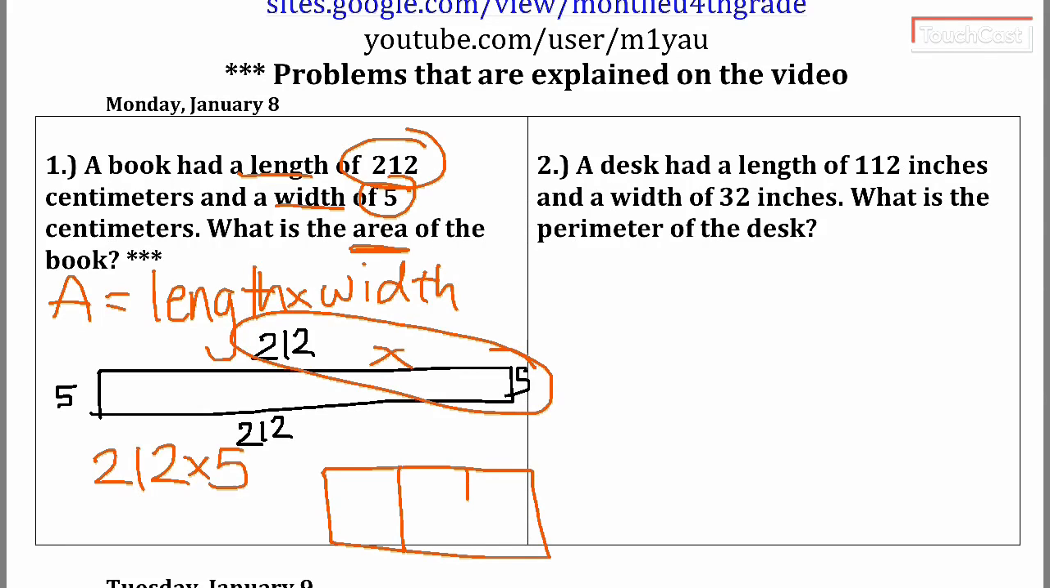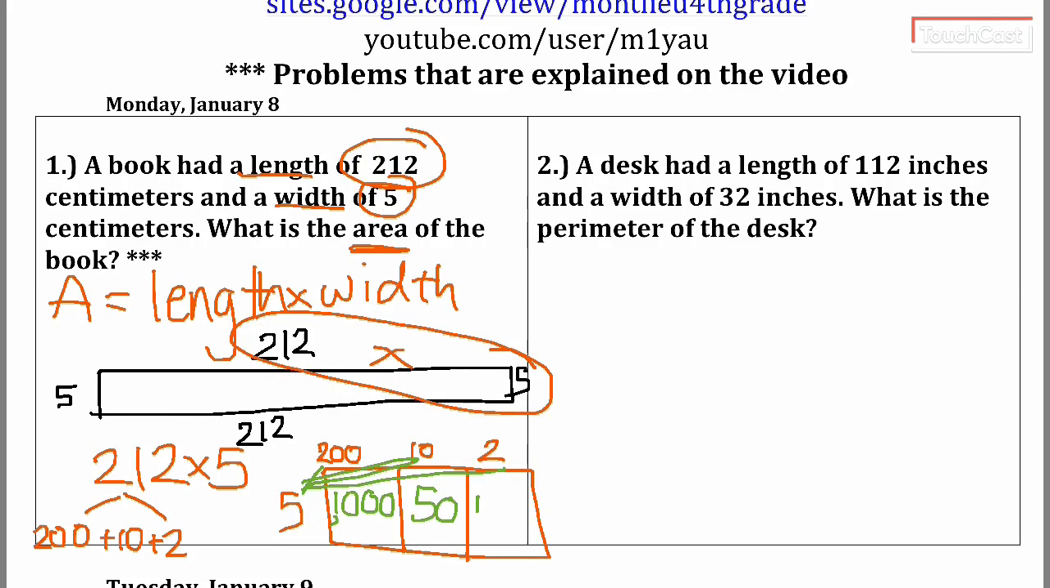I am going to decompose 212 into hundreds, tens, and ones. You can decompose that into 200 plus 10 plus 2, times 5. First up, we have 5 times 200. 5 times 2 is 10. Adding 2 zeros would make this 1,000. Next, we have 5 times 10, which is 10, 20, 30, 40, 50. It's just 50. And 5 times 2 over here is 10.